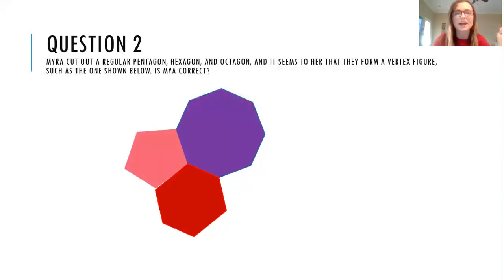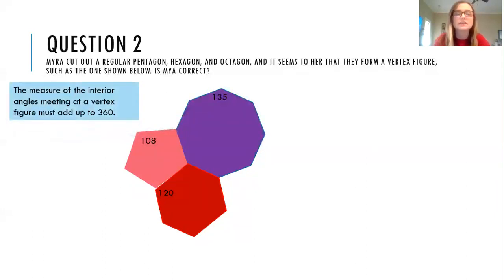So the first thing that we have to know is that the measure of the interior angles meeting in a vertex must add up to 360. So for our octagon, our interior angles are 135 degrees, and for our hexagon, they are 120 degrees, and for our pentagon, they are 108 degrees. So we must add up all 3 of these interior angle degrees and see if they add up to 360.